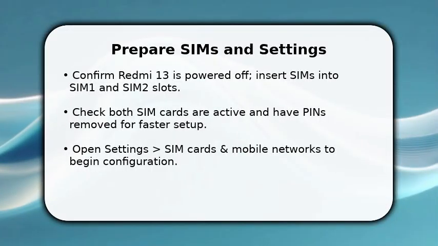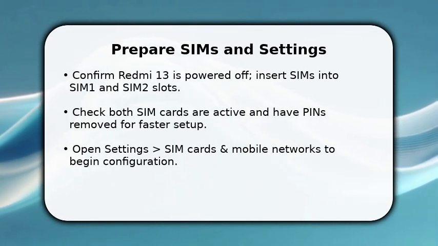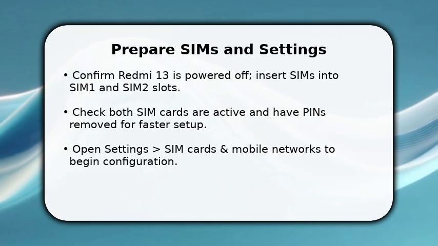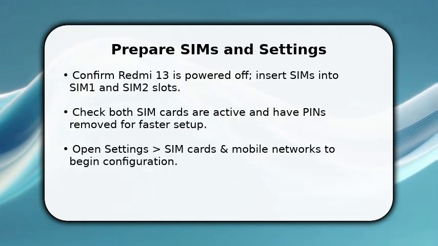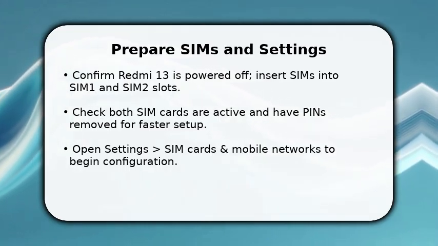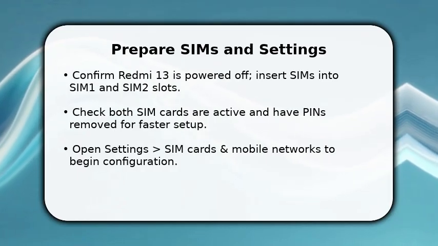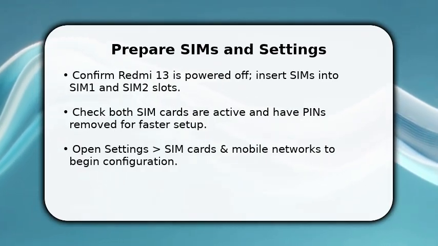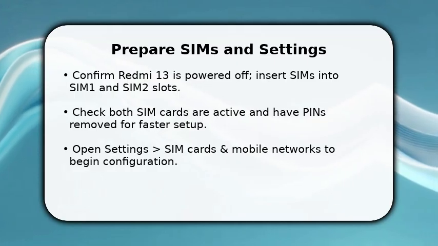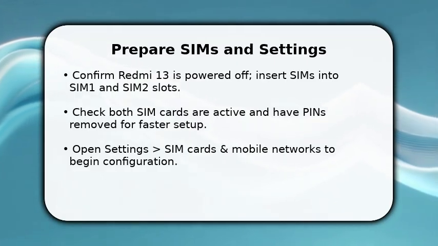You start by inserting both SIMs and powering the phone on. This ensures the hardware is recognized immediately. Once done, unlock the phone and go to Settings, SIM cards and mobile networks so you can assign roles. Make sure both carriers show signal bars. If not, reset the card.